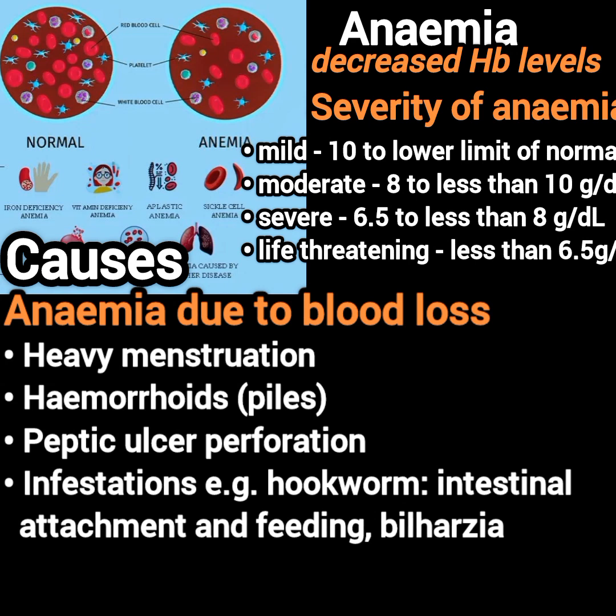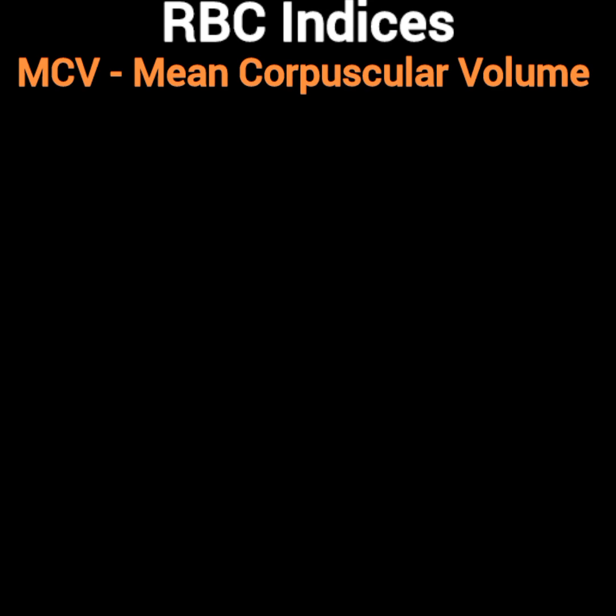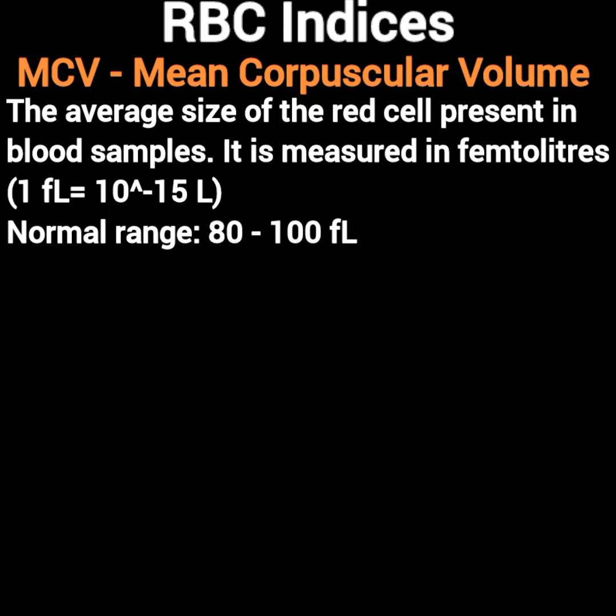To know the causes of anemia, the RBC indices are used. That's why we have the MCV, the mean corpuscular volume. It is the average size of the red cell present in blood samples. It is measured in femtoliters, and its normal range is 80 to 100 femtoliters.